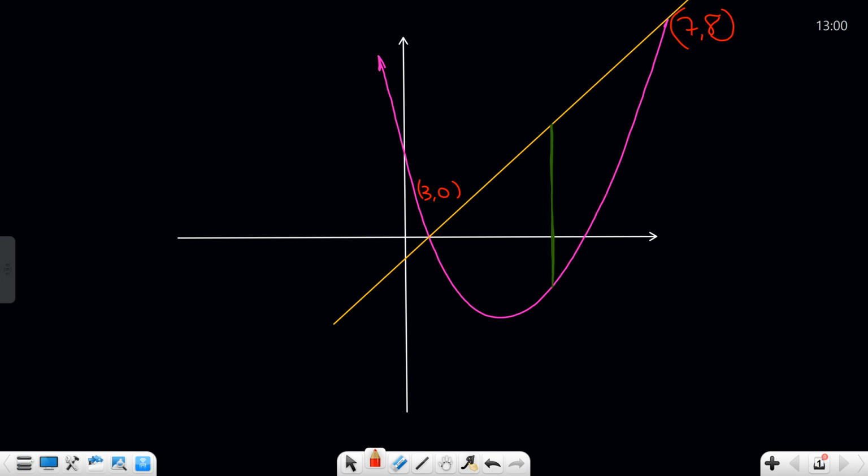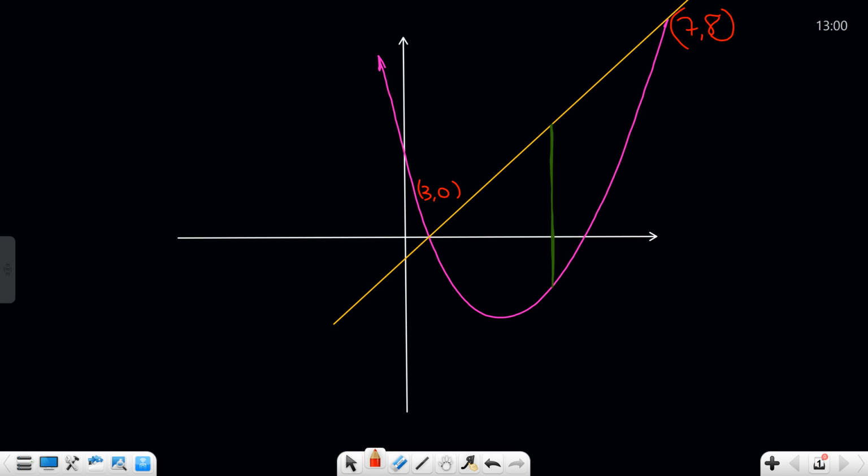Okay, so we decided to start by using vertical rectangles. So everything is in terms of x. Your functions are in terms of x. The integral is in terms of x. Your limits of integration are in terms of x.